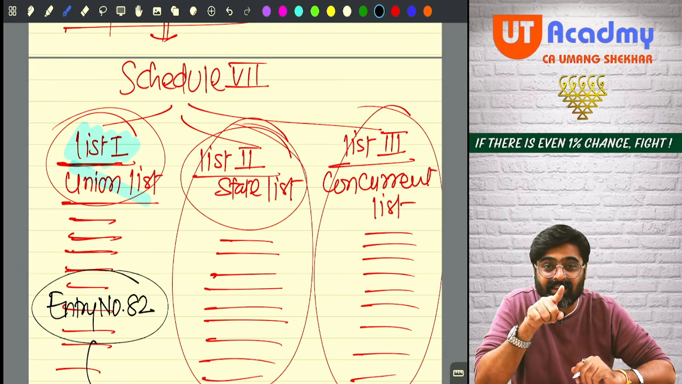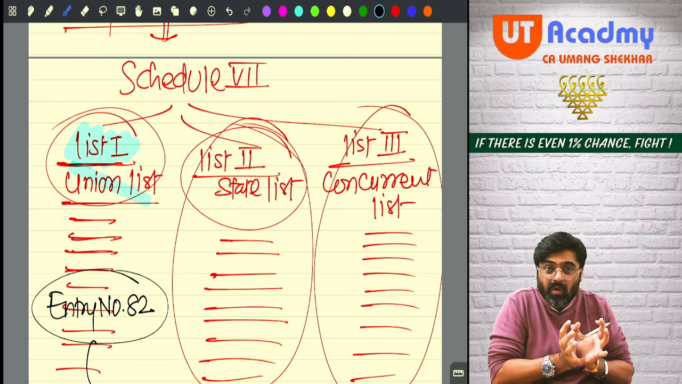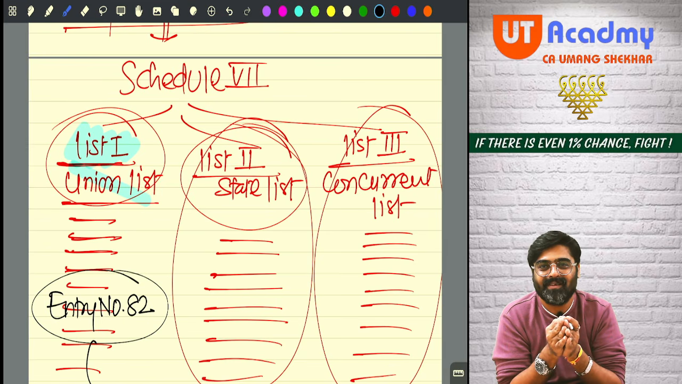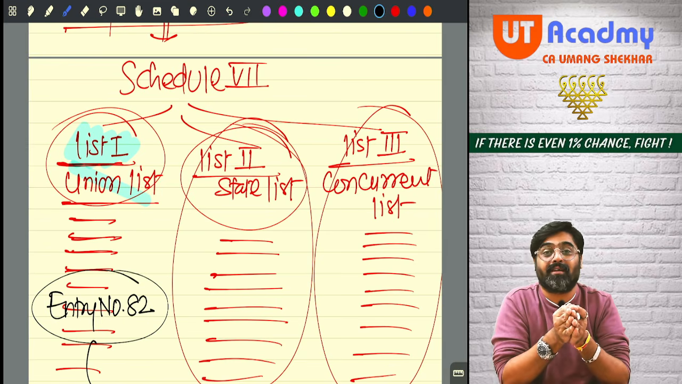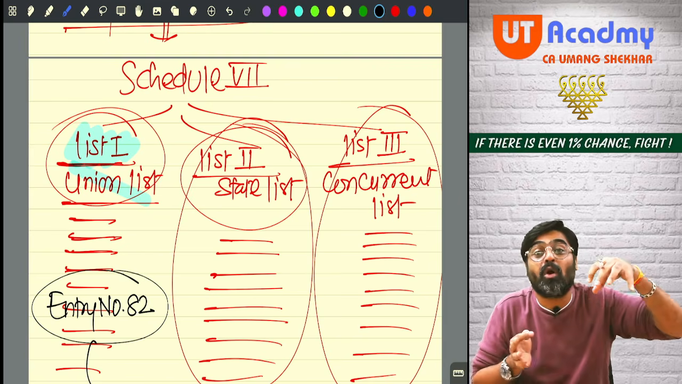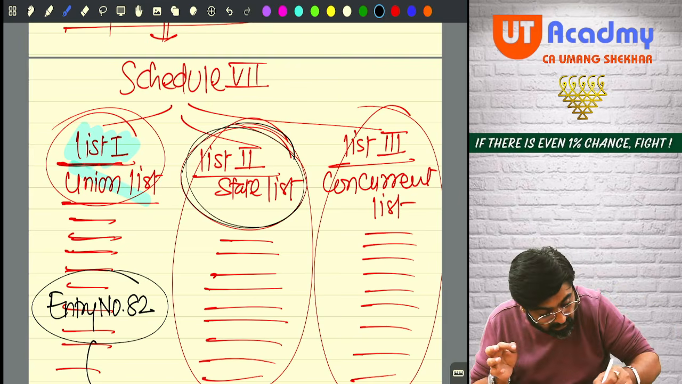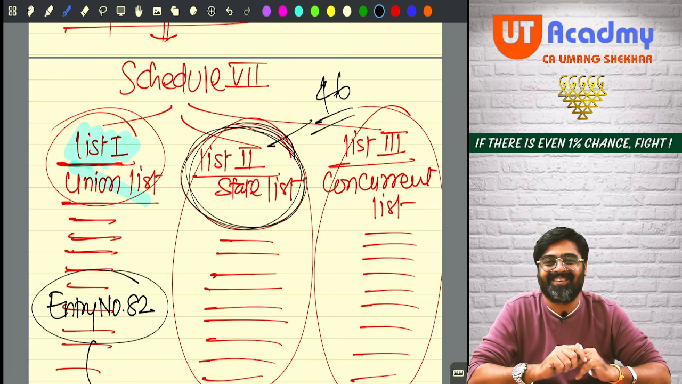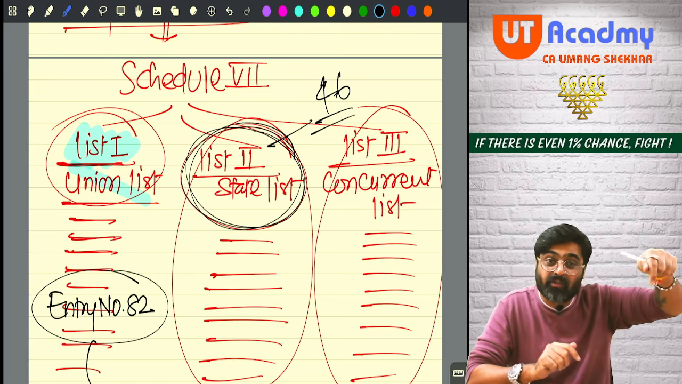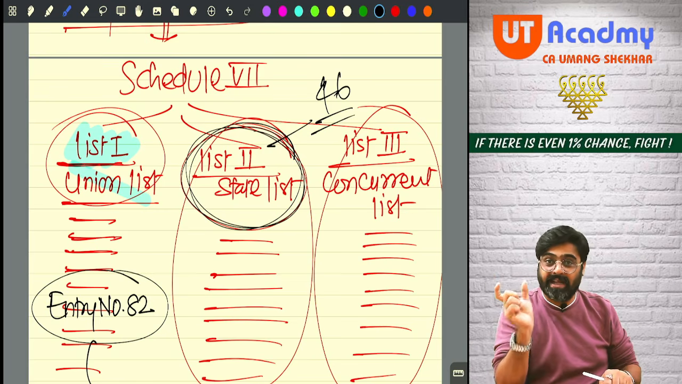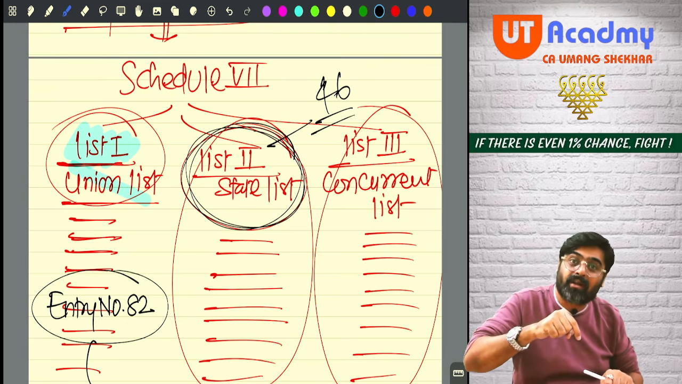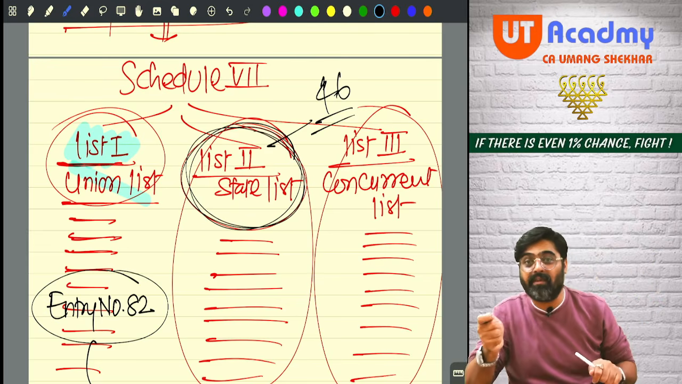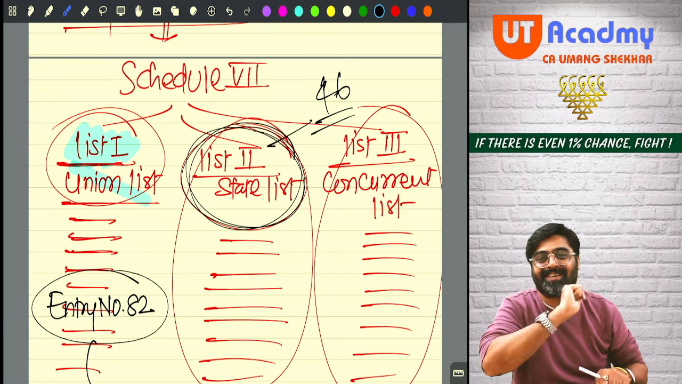So, making a law for levy and collection of tax on agricultural income, the law-making power for charge of income tax on agricultural income is given in List 2, Entry number 46. Entry 46 of List 2, the State List, has given the power to the state legislatures to make a law in India for levy and collection of taxes on agricultural income.